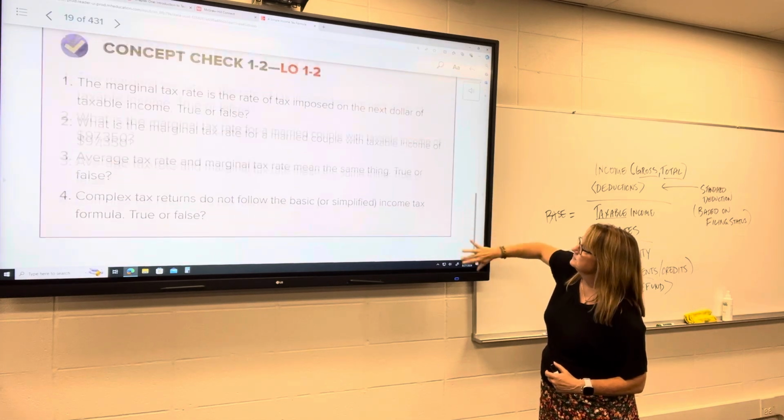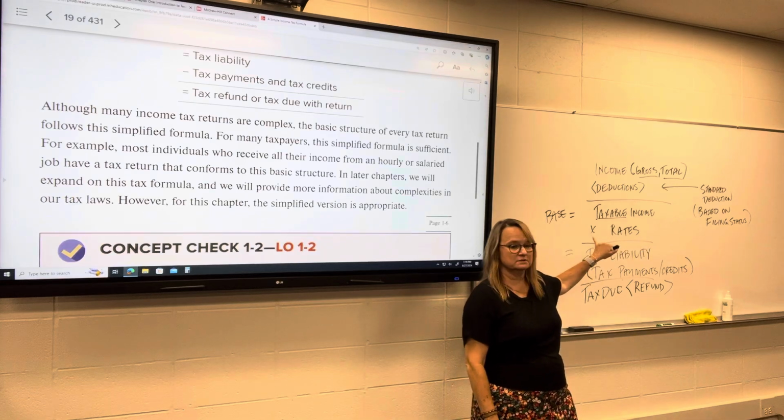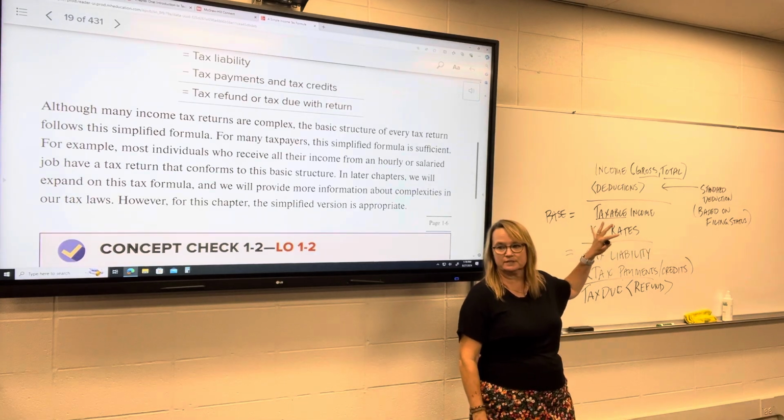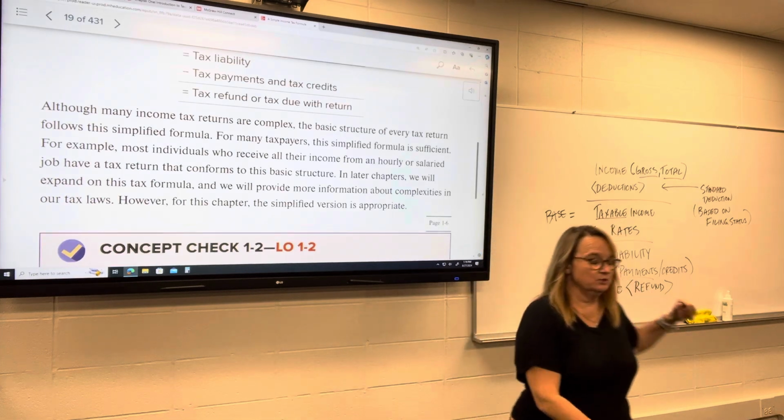I think that's it for this part. Questions about this? I'm going to leave this up here as we look at the tax return, because I want to show you how it matches up. Any questions? All right, you'll become more familiar.